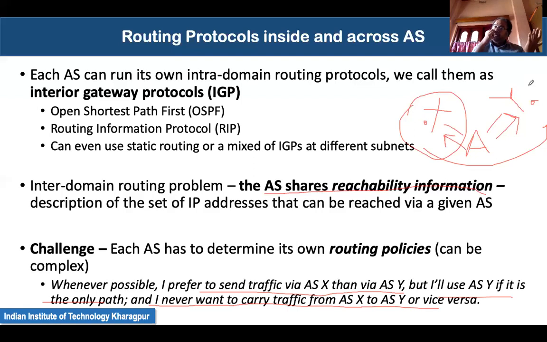Say one service provider is Airtel, another is Vodafone, the third is say BSNL. Whether Airtel will want to act as a transit for BSNL traffic or not depends on the contract between Airtel and BSNL. So there come market policies, business regulations, business policies, all these things.